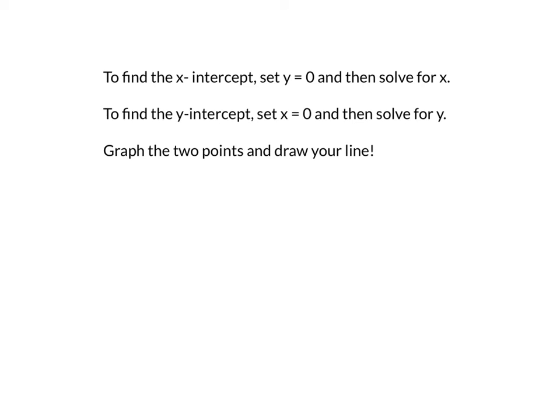So let's review what we just learned. To find the x-intercept, you set y equal to 0 and then solve for x. To find the y-intercept, you set x equal to 0 and then solve for y. That means you'll get 2 points from each of these, one on the x-axis, one on the y-axis, and then you graph those 2 points and draw your straight line through the 2 points. And this should be much easier than graphing from a table.